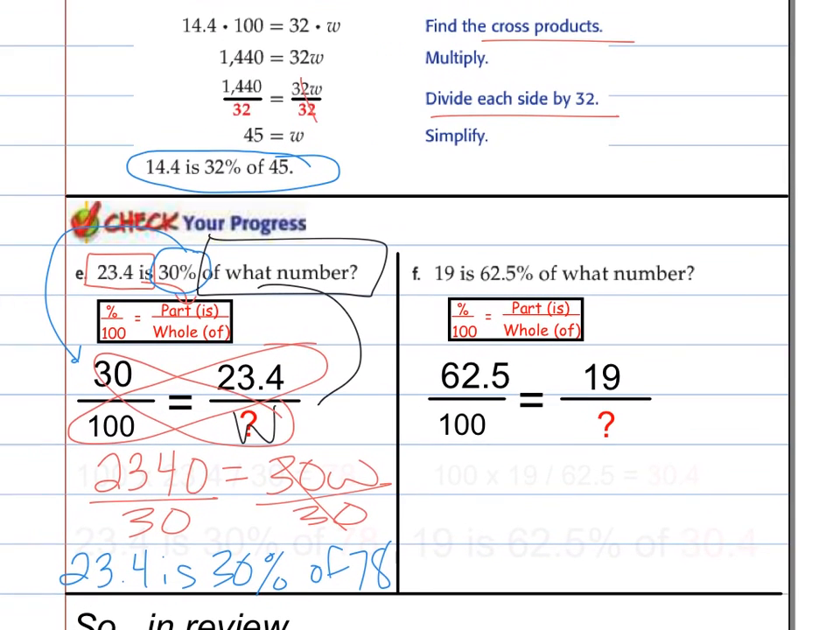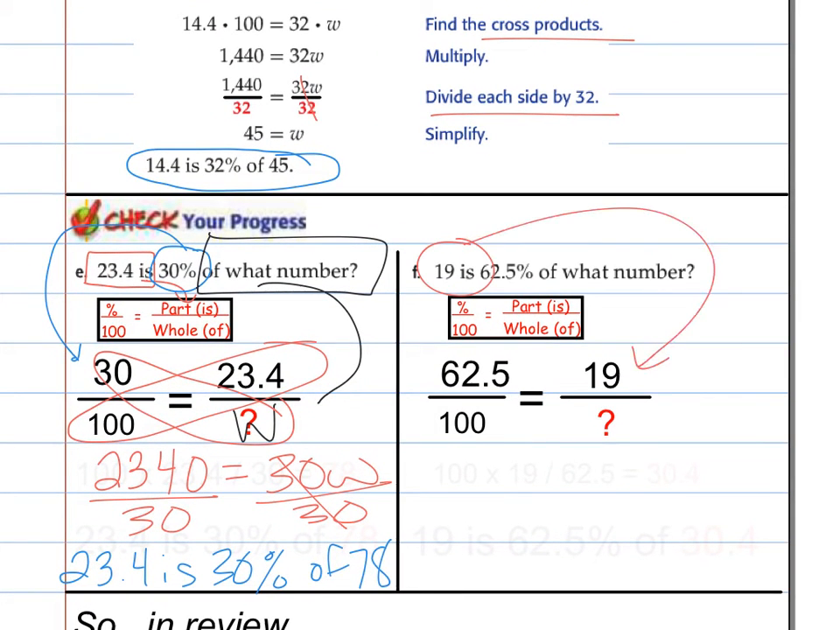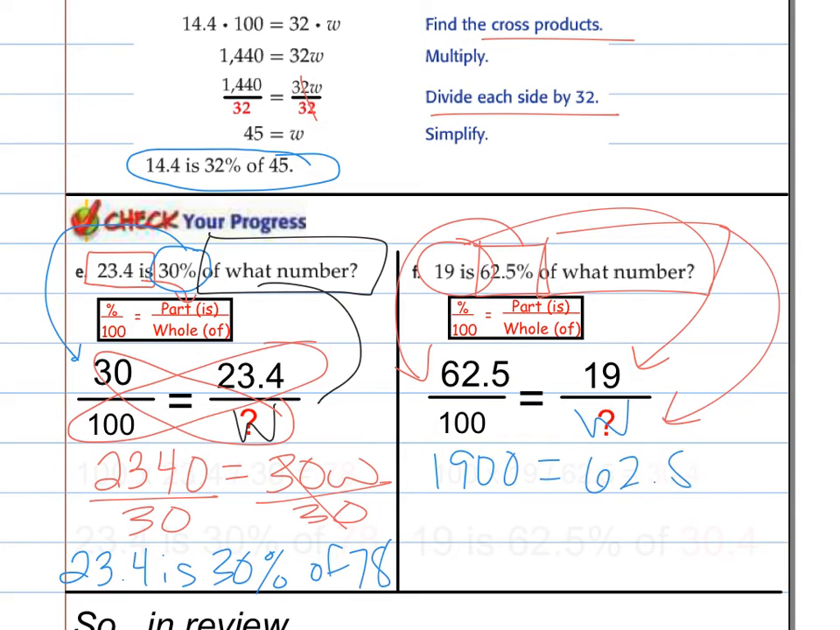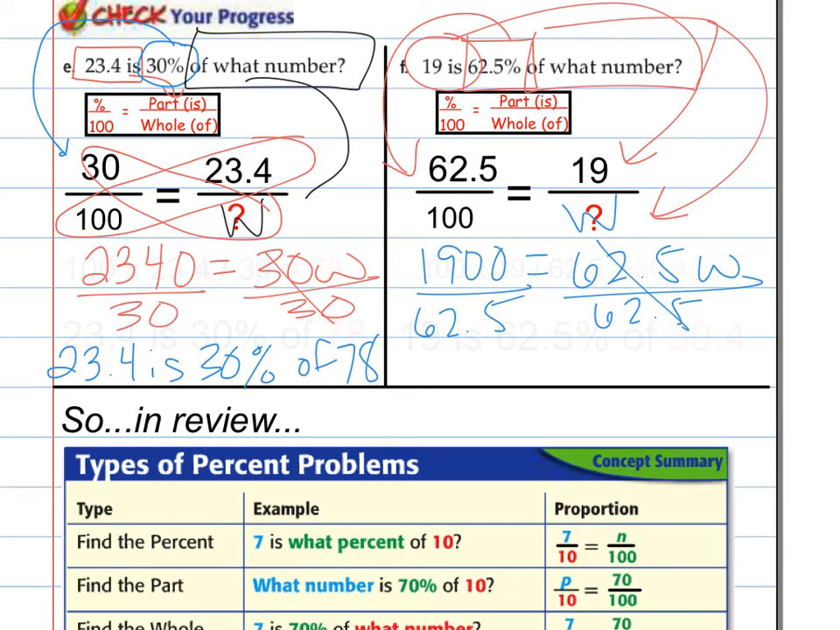One more. 19 is my part, 62.5 out of 100, of what number? Cross multiply, divide to get your variable alone, and what you find out is you can rewrite 19 is 62.5% of 30.4. Answer should make sense, too, because 19 times 2 would be 38, so it's more than half of this number because it's 62.5%.